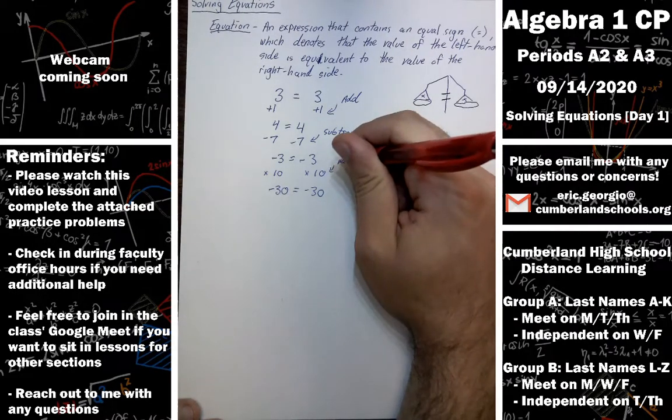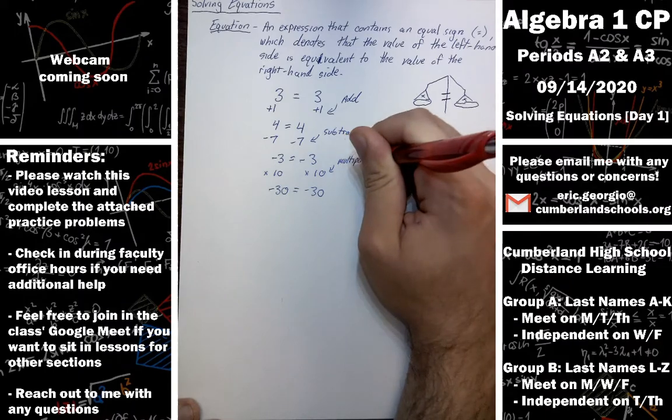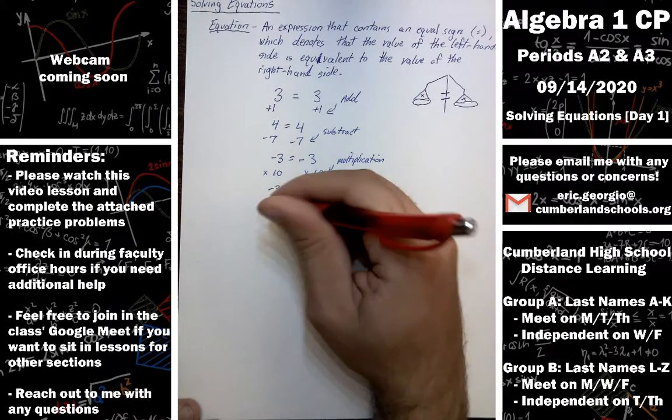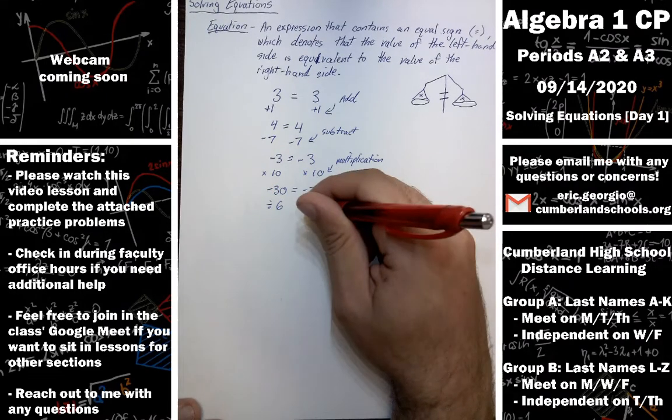So multiplication, and I have to show off just the last one, division. So say I divided both sides by 6, for example.